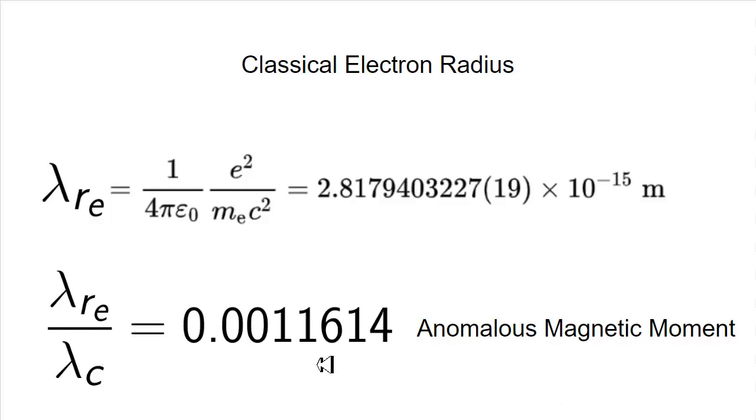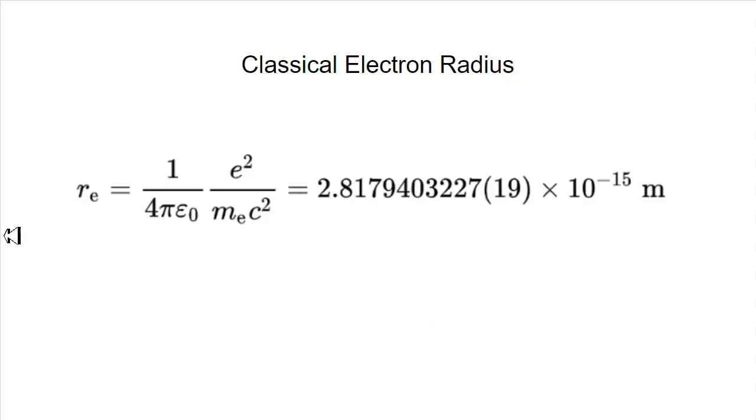If you pretend that the classical electron radius is a wavelength and you divide it by something that I am modeling as a wavelength, so you're comparing apples to apples here, you're comparing something I believe is a wavelength with something that I believe is a wavelength, you get the anomalous magnetic moment.